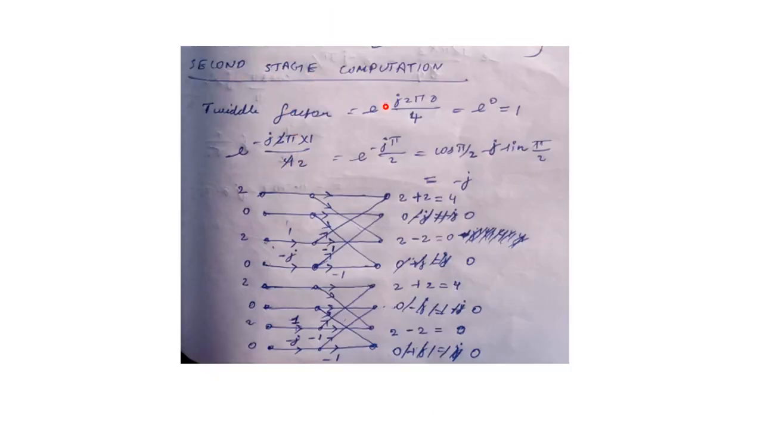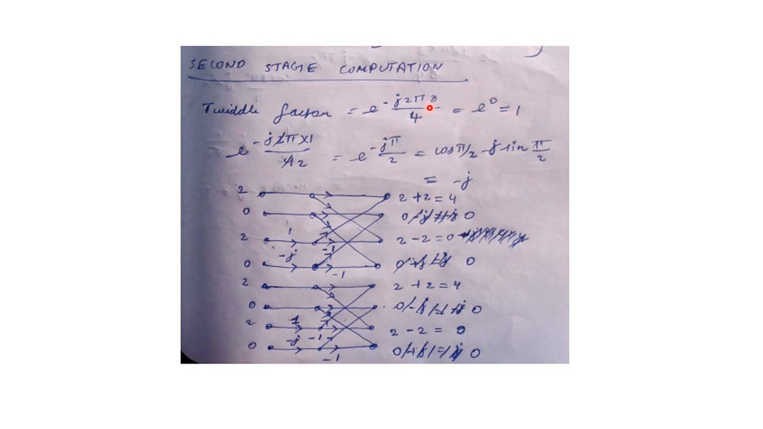Next, going on to the second stage computation. The output of the first stage will be taken as input to the second stage. So 2, 0, 2, 0, 2, 0, 2, 0 will be input to the second stage. And in the second stage, there are two twiddle factors, that is 1 and minus j. So we put n is equal to 0, and the expression becomes e power 0, which is equal to 1.